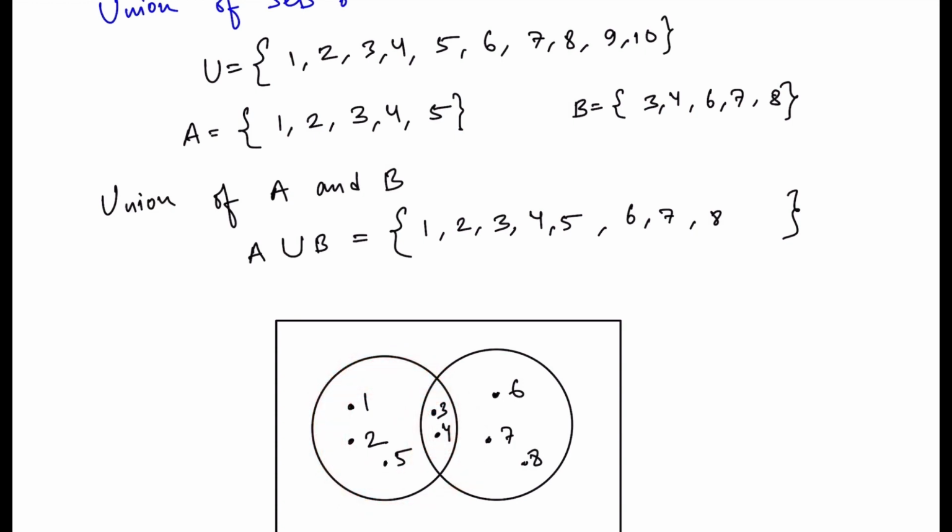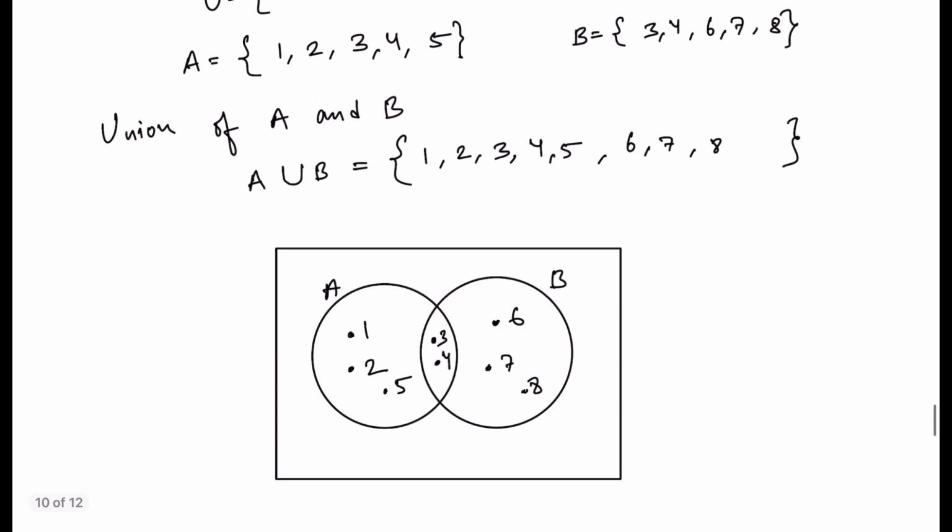So I have written in this region because those are not common. These are not common but belong to A. So in the region of A. Similarly, this is the region of B. So here are the common elements. Then remaining are 6, 7 and 8. So here are the 6, 7 and 8. Okay. So this is the region of A and this is the region of B.